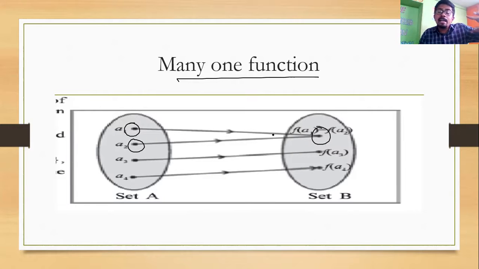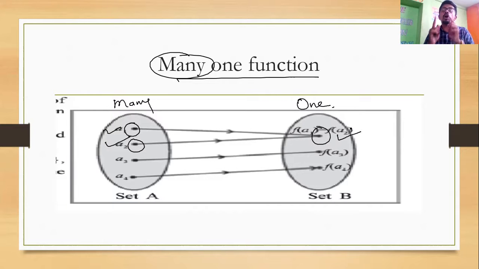Set B, many elements of set A are mapped to one image of set B. That's why the name is many one. You have to take many from this set, and one from this set. So many elements are mapped to a single element of set B.